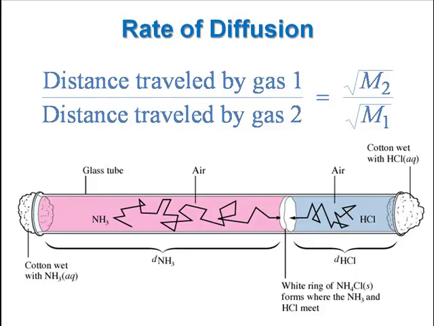What happens is, where the white ring occurs depends on which one moves faster. So which one of these two do you think moves faster, the NH3 or the HCl? NH3. Now the reason it moves faster is that the distance traveled by gas 1 is proportional to the square root of the molar mass of gas 2 divided by the square root of the molar mass of gas 1.